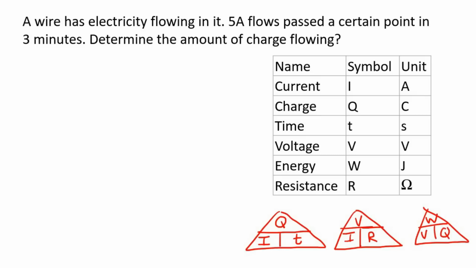So we're going to use this table together with these formulas. So it says a wire has electricity flowing in it, 5A. Okay, so we've got current. Current is I. So we've just been given I, so let's go highlight all of that. Flows past a certain point in 3 minutes. That's time, because I know it's supposed to be in seconds, but I can change it. So we've got time as well, so we can use this one over here.